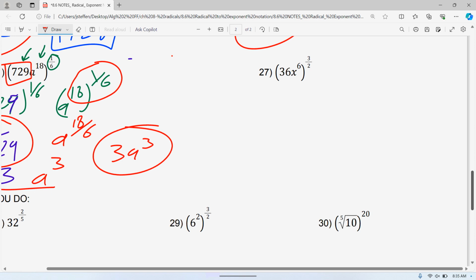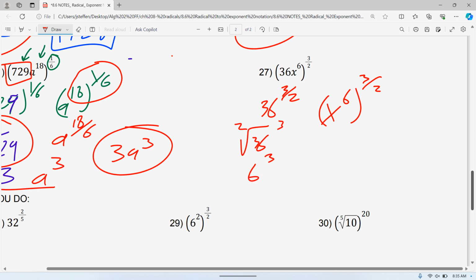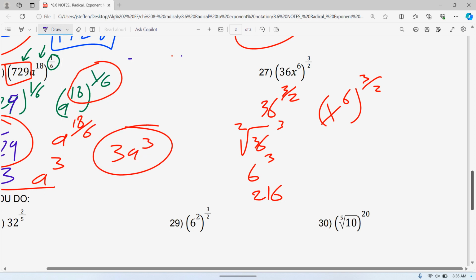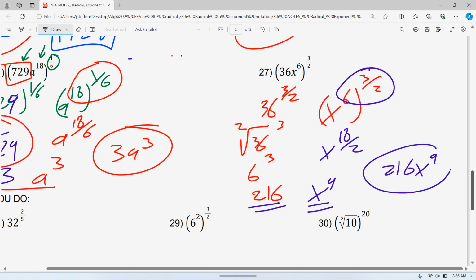And then same thing with number 27, that's 36 raised to the 3 over 2, and x to the 6th raised to the 3 over 2. So this is the square root of 36. Square root of 36 is 6. 6 to the third is 216. Again, you can use your calculator or your exponent. Multiply these together. 18 over 2, so that is x to the 9th. And again, those are your answer. 216, x to the 9th is what that all reduces down to.